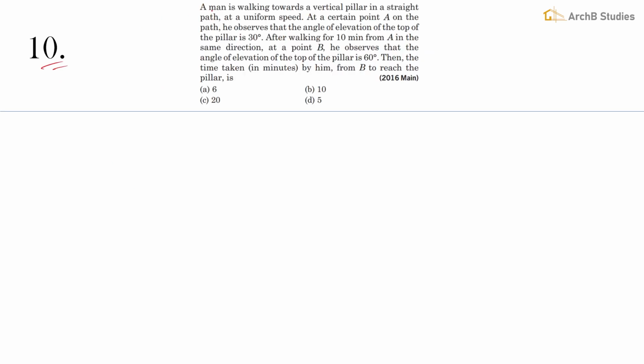Tenth question is: a man is walking towards a vertical pillar in a straight path at a uniform speed. At a certain point A on the path, he observes the angle of elevation of the top of the pillar is 30 degrees. After walking for 10 minutes from A in the same direction, at a point B he observes that the angle of elevation of the top of the pillar is 60 degrees. Then the time taken in minutes by him from B to reach the pillar.